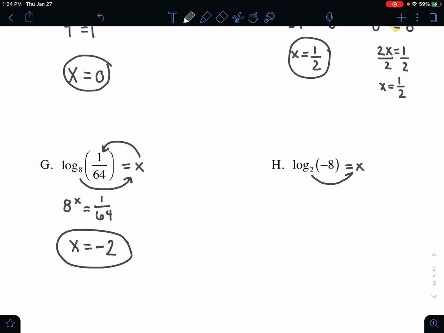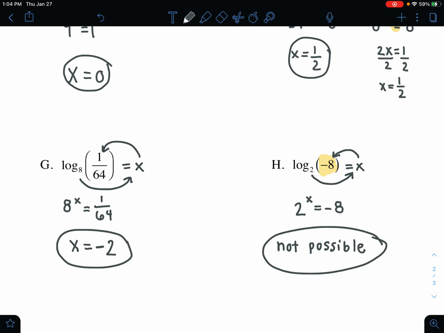All right, again, rewriting H as an exponential. 2 to the what power is equal to -8. A lot of people might say 2 to the -3rd. The issue is the answer is not 2 to the -3rd because that would be 1 over 8. I cannot raise a positive base to an exponent and get a negative number. So when this number is negative, it's actually not possible.